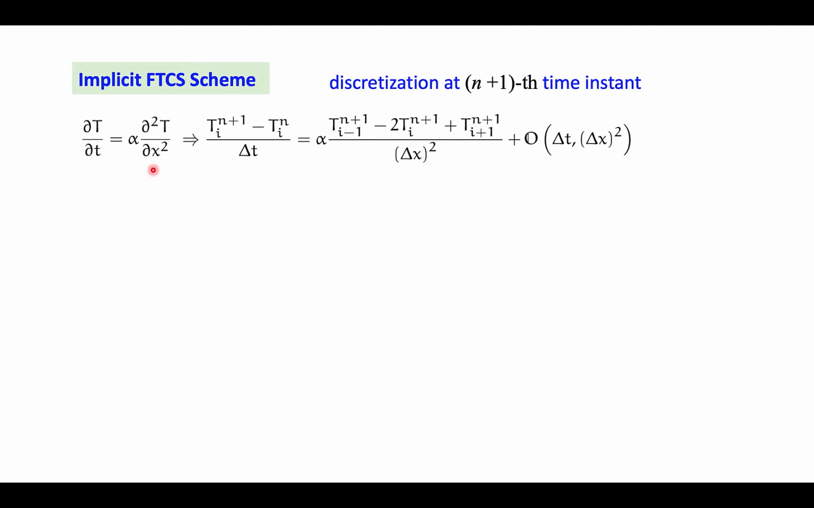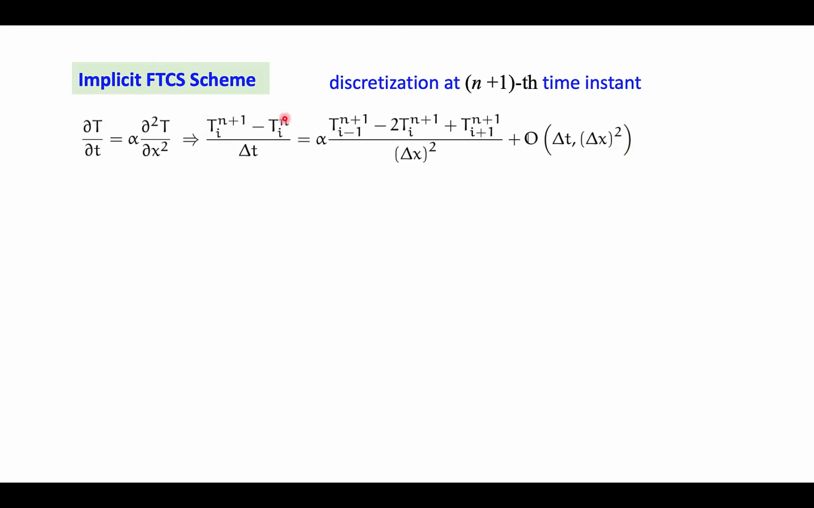In explicit scheme, what we did is this right side of this diffusion equation, that is alpha del 2T del x2, we discretize that at nth time level. In implicit scheme, on the other hand, we are discretizing the right hand side, as you can see here, at n plus 1th time level. The truncation error in this case also remains of the order of delta t, delta x squared.